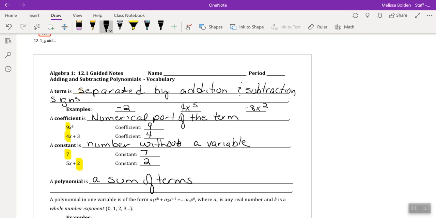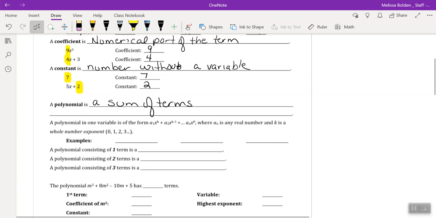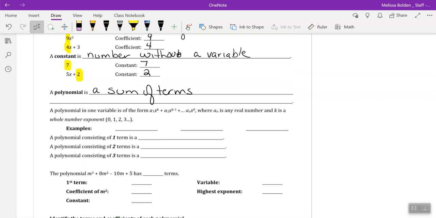And we can classify those different ways. We can classify them by the degree, and we can classify them by the number of terms. So a polynomial consisting of one term is called a monomial. Mono means one. If it has two terms, we call it a binomial. If it has three terms, we call it a trinomial. So notice bi means 2, tri means 3.